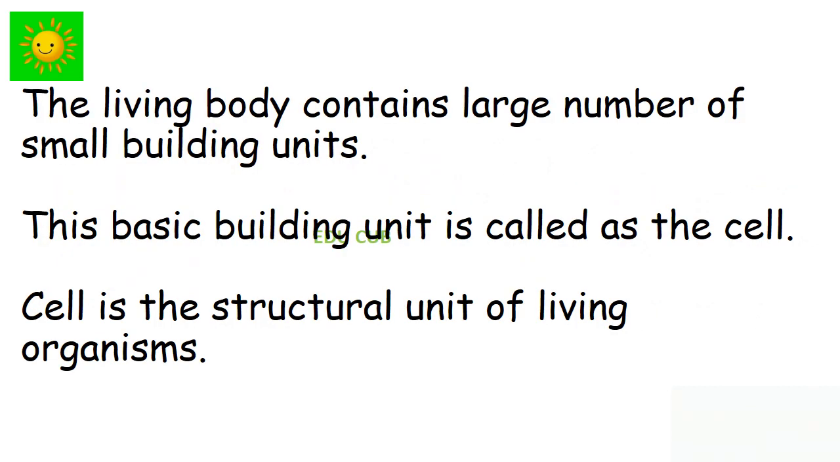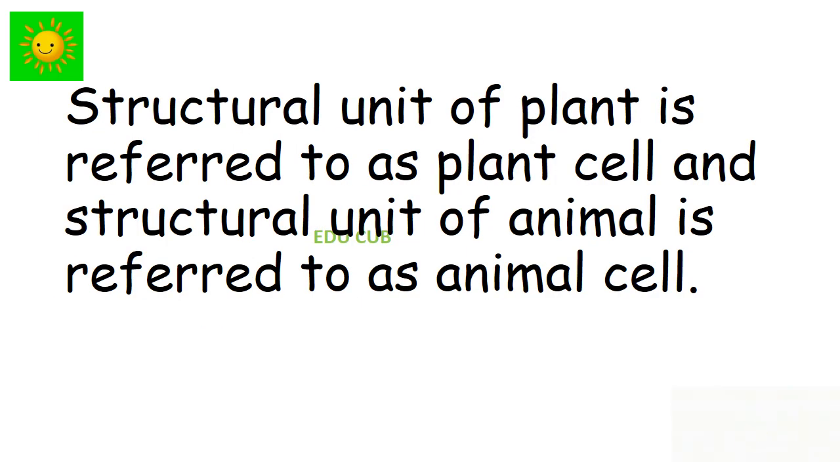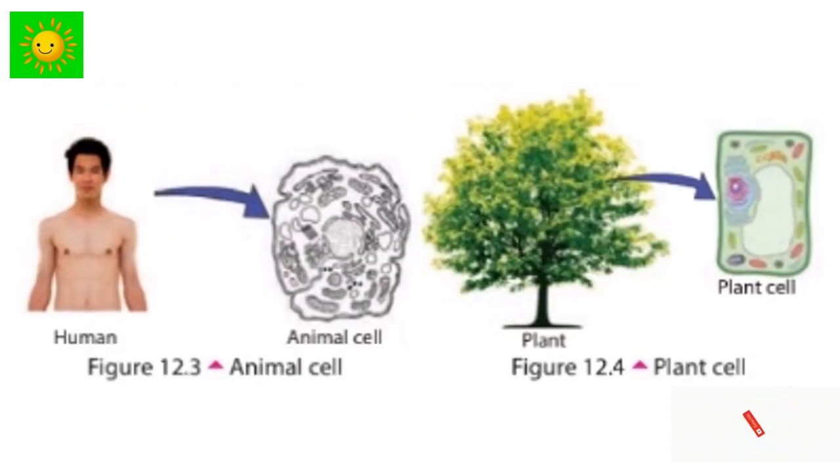The living body contains a large number of small building units. This basic building unit is called a cell. Cell is the structural unit of living organisms. The structural unit of a plant is referred to as a plant cell, and the structural unit of an animal is referred to as an animal cell. You can see the animal cell in the first figure and the plant cell in the second figure.